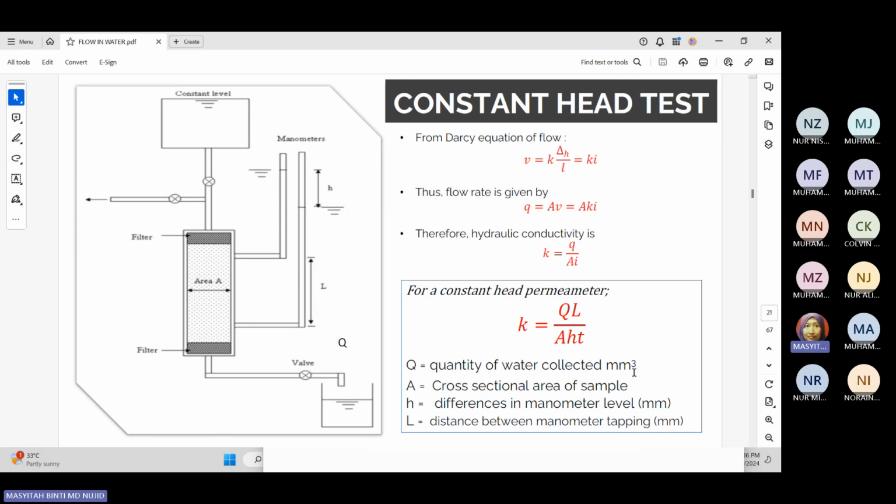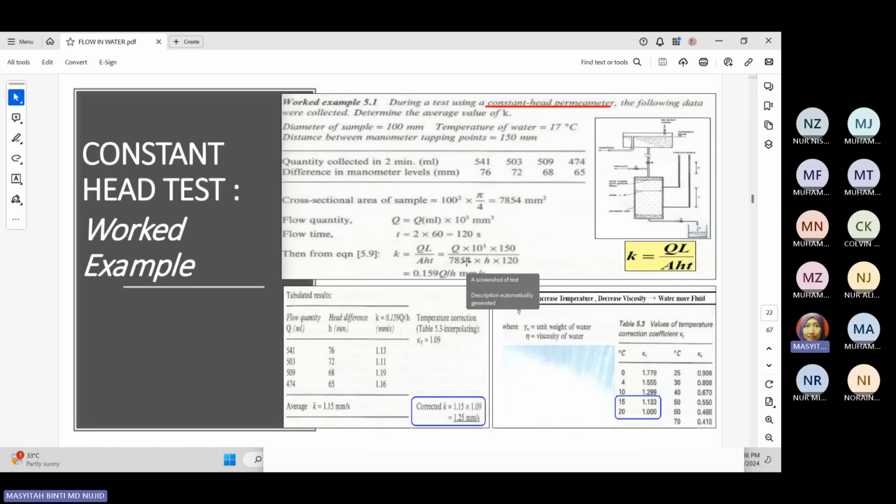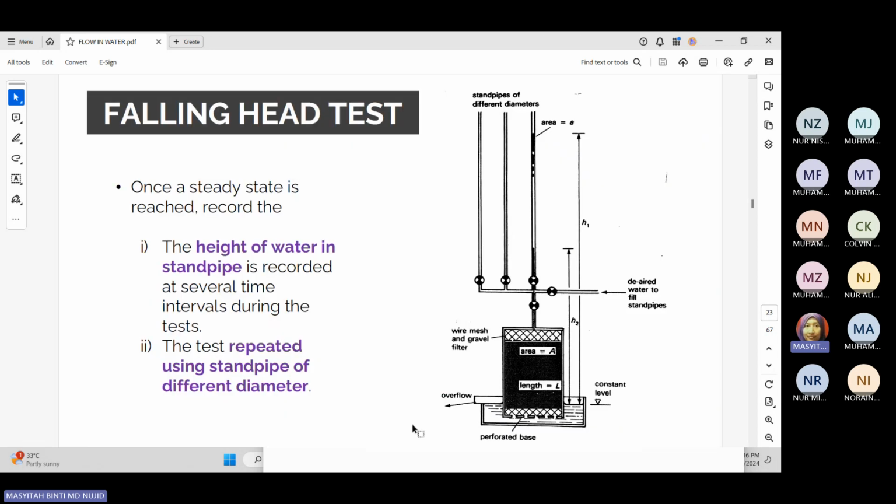So you kena tahu macam mana nak tukar mililiter ke millimeter cube. So dalam this case 1 ml sama dengan 1000 millimeter cube lah. So you just multiply sahajalah 10 kuasa 3 millimeter cube. Substitute balik dalam equation. So kita remain dalam sebutan unknown Q. So you akan dapat the final answer. So that is for constant head test.